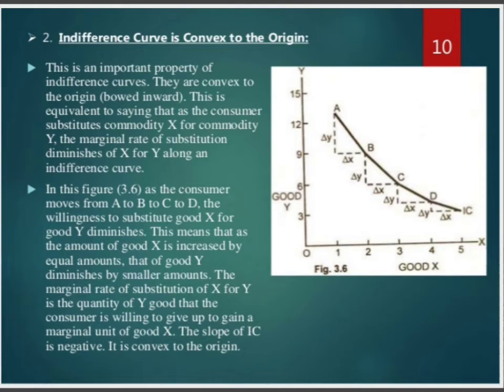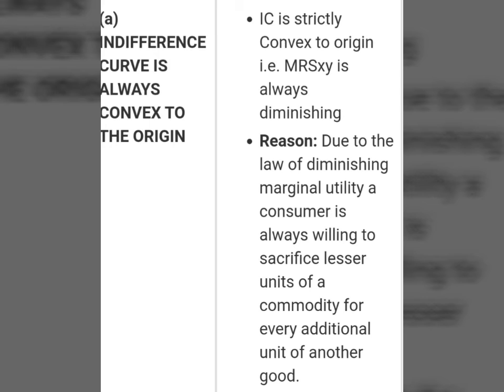Now the second property is that the indifference curve is convex to the origin. You must have studied concave and convex. So what does this property say? That they are convex to the origin. That means they are bowed inward, they bend towards the inside. This is equivalent to saying that a consumer substitutes commodity X for commodity Y, and this property is going to be explained with the marginal rate of substitution. Okay, I will explain, but before this, read it once again.